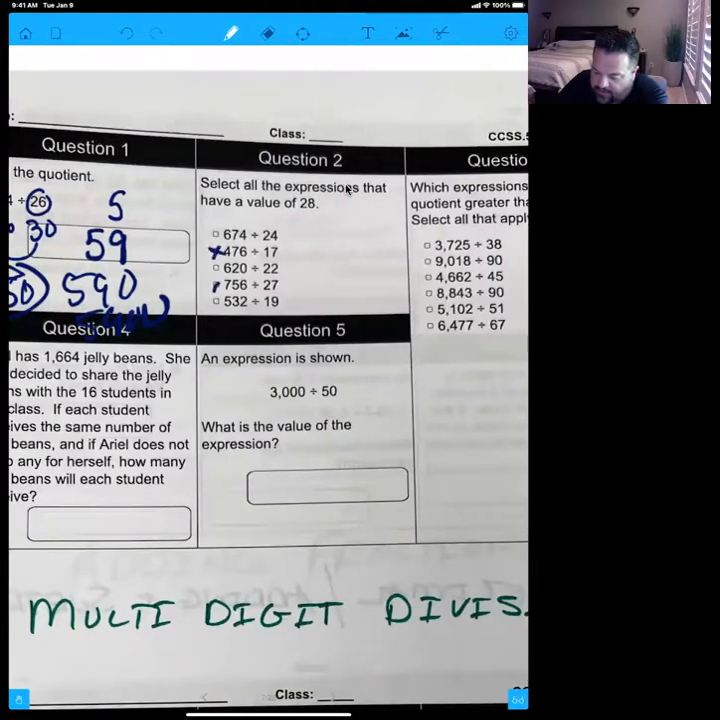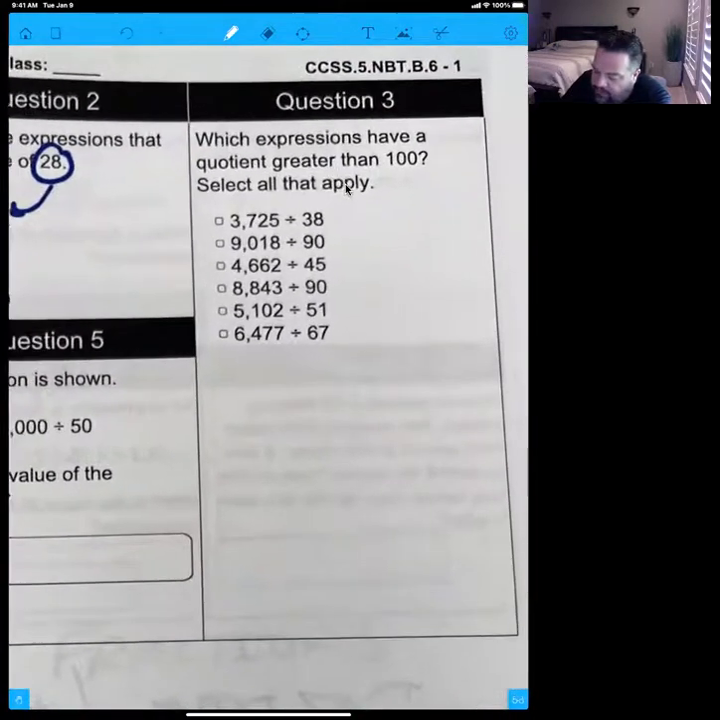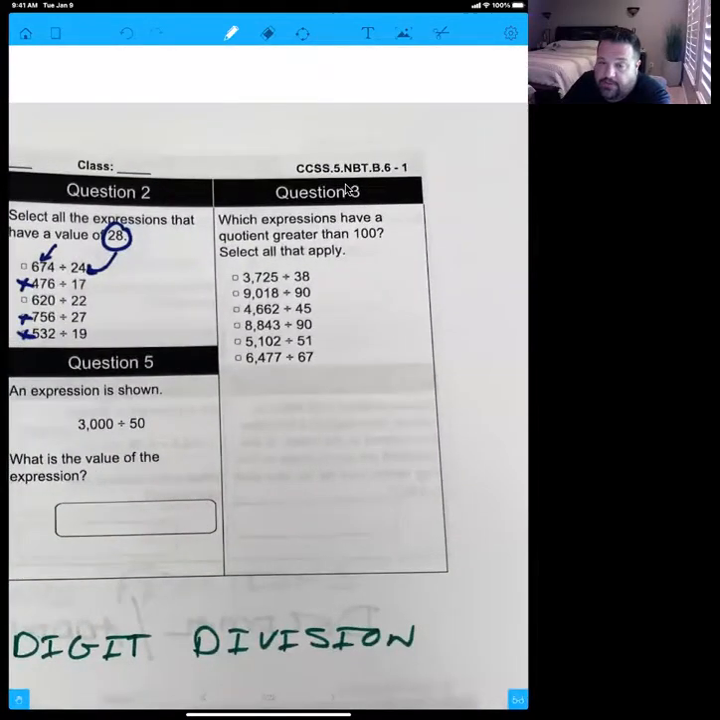You should have got this one, and this one. No real easy way to do that. You have to check each one. But if you hate division, can't you just take this and multiply it by this? And if you do it, you should get this, right? So you can go backwards on these. Go ahead and do number 3.